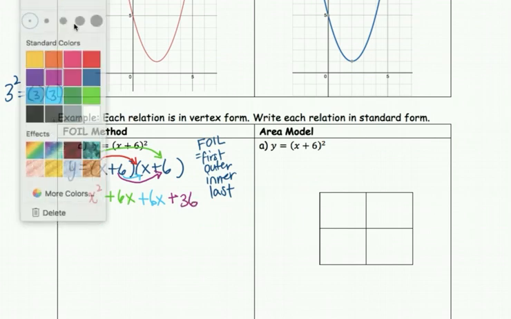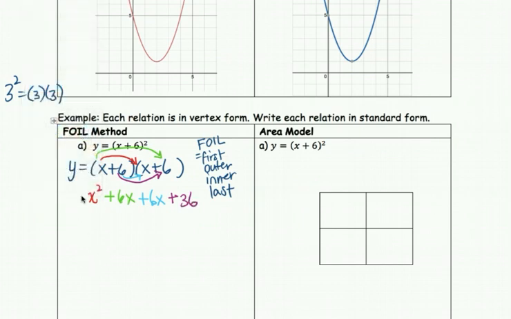Okay, all right, so then from there, you're going to clean up any like terms. So you keep writing y equals, because again, we're trying to get to a new equation, so the y is part of it. Okay, so x squared. These two are like terms, so add them up. So 6 plus 6 makes 12x.